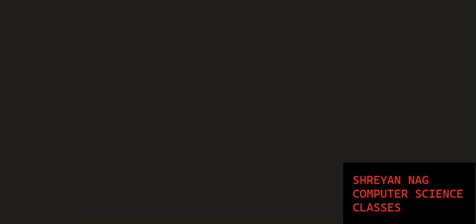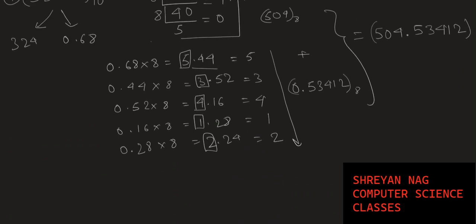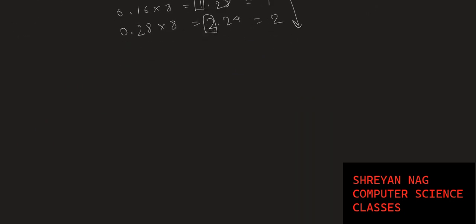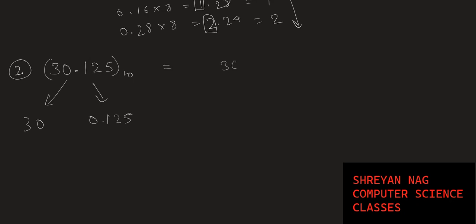Now let's take another example, a small example to understand it better. Suppose 30.125. So let us do this. Split it up into two portions, 30 and 0.125. So let us do the first part, 30.